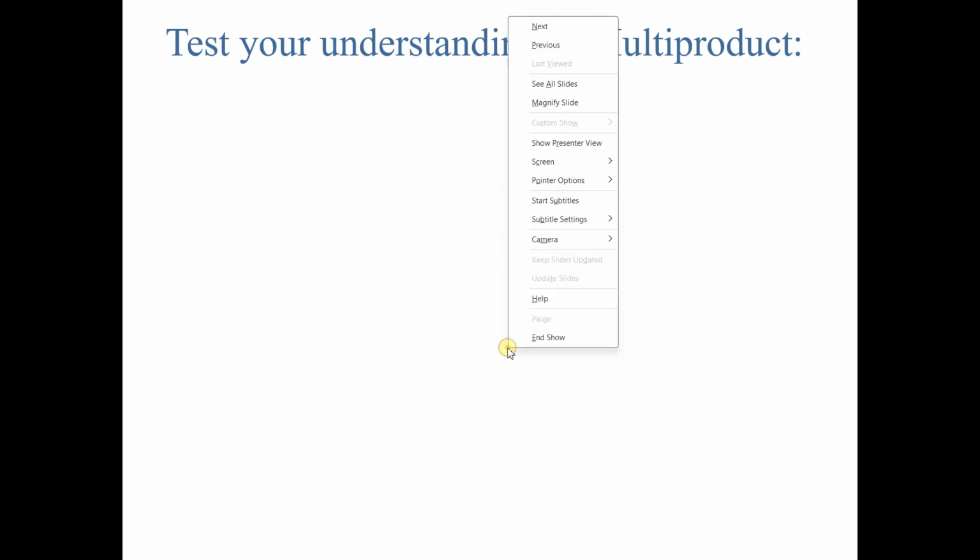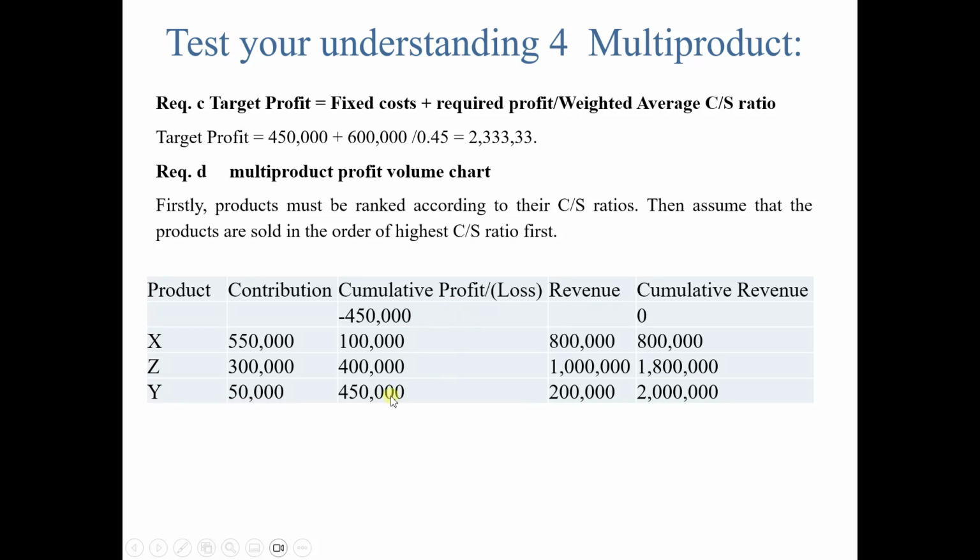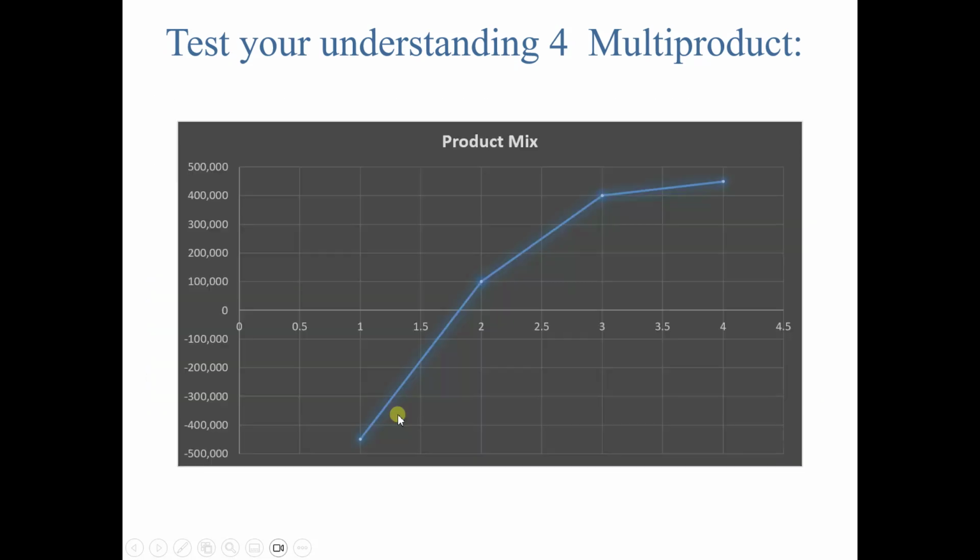In this slide, you can see that I have calculated it step by step. You can see the cumulative profit while selling all 3 products is 4,50,000. Okay. It shows the cumulative revenue. I didn't calculate the revenue because I directly calculated the cumulative profit. Now, my dear, we need to show it in the graph.